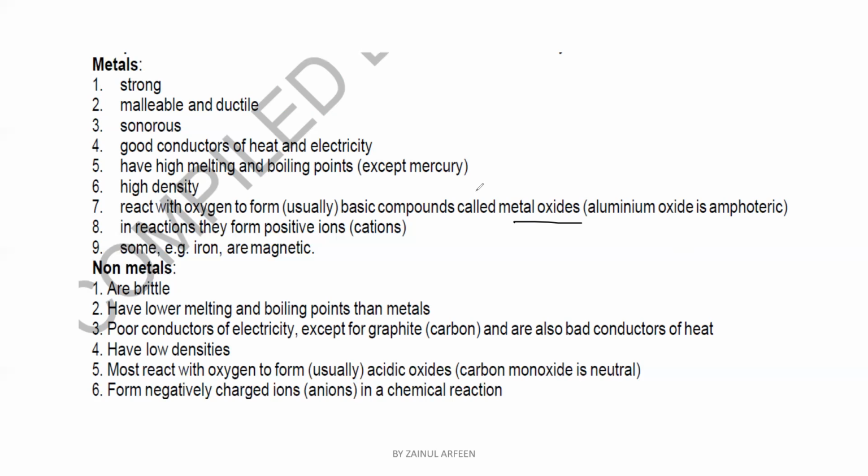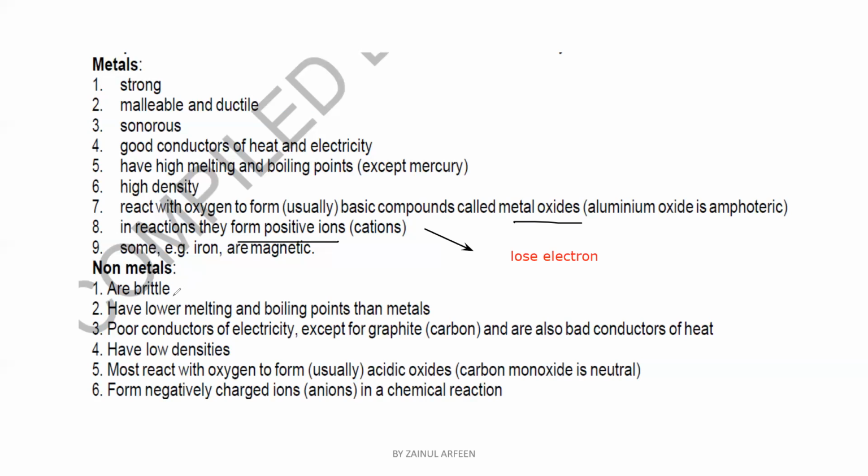In reactions, they form a positive ion. So how can they form a positive ion? The general tendency of a metal is to lose electrons, because if something loses electrons, it can form a positive ion. And some of them are magnetic, such as iron, whereas non-metals are brittle.